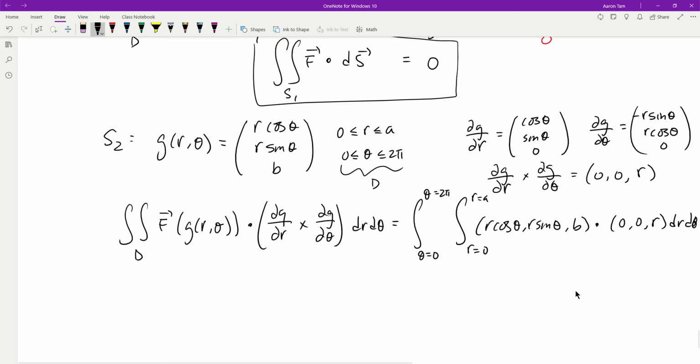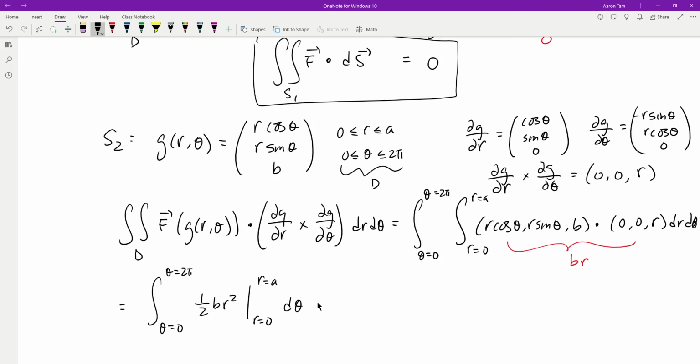If you look at this dot product right here, notice the 0s just make the first two terms go away, and I just have b r as my integrand. So I can integrate this relatively easily. My first integration with r would give me 1/2 b r squared, evaluated from r equal to 0 to r equal to a, d theta. So this just becomes 1/2 a squared b.